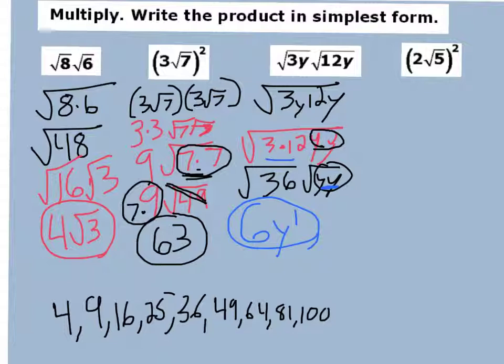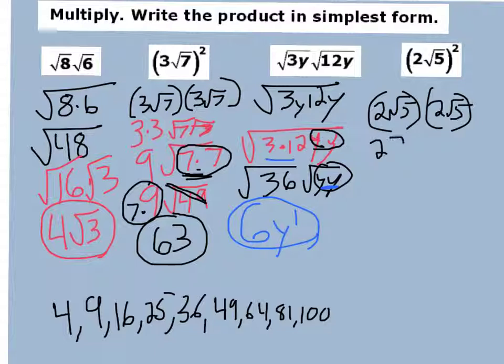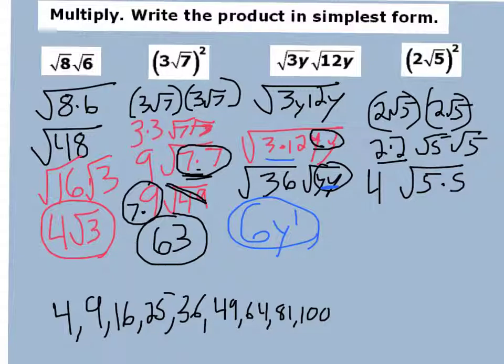It doesn't always happen that way. Here, I'm going to square this parentheses. Like I said before, please write it twice. So, write 2 square root 5 multiplied to 2 square root 5. Then we can drop the parentheses and put the 2's together and put the square root 5's together. 2 times 2 is 4. The 5's will go together underneath the radical. And if I want, I can say I have one pair of 5's, so I can take the 4 and bring the 5 out.